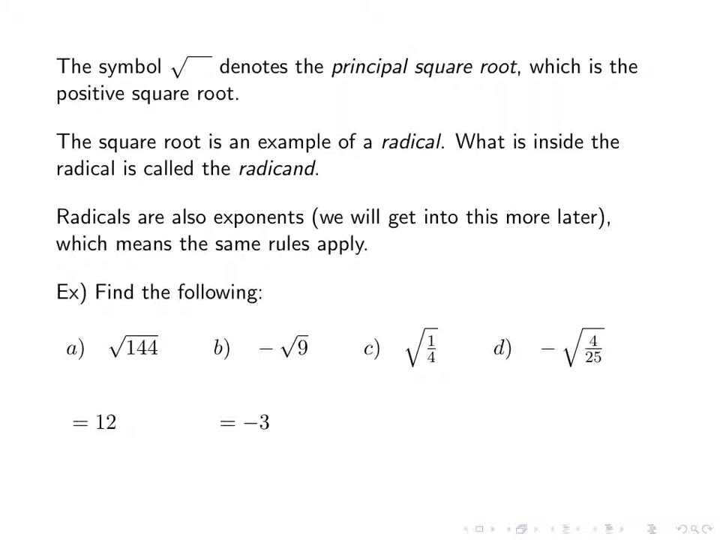For B, the answer is negative 3. For the square root of 9, we want the positive square root, which is 3, because 3 times 3 is 9. And then we want the negative of it, so the answer is negative 3.